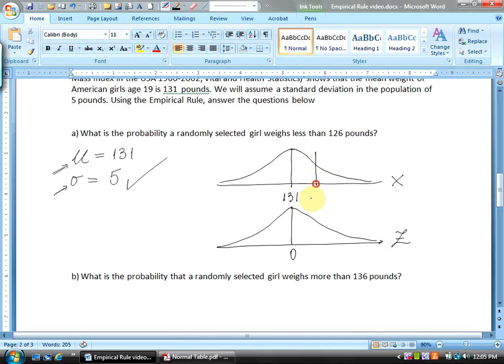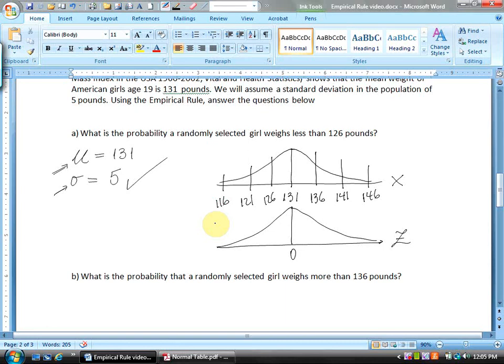Now, we also know that the standard deviation is 5, so on the X number line, we increment every step by 5. So this is 136. 131 plus 5, we go one more, and it's 141. And we go one more, and it's 146. Now, we have to go to the left. So we go down 5, and it becomes 126. We go down 5 more, becomes 121. And we go down 5 more, and it becomes 116.